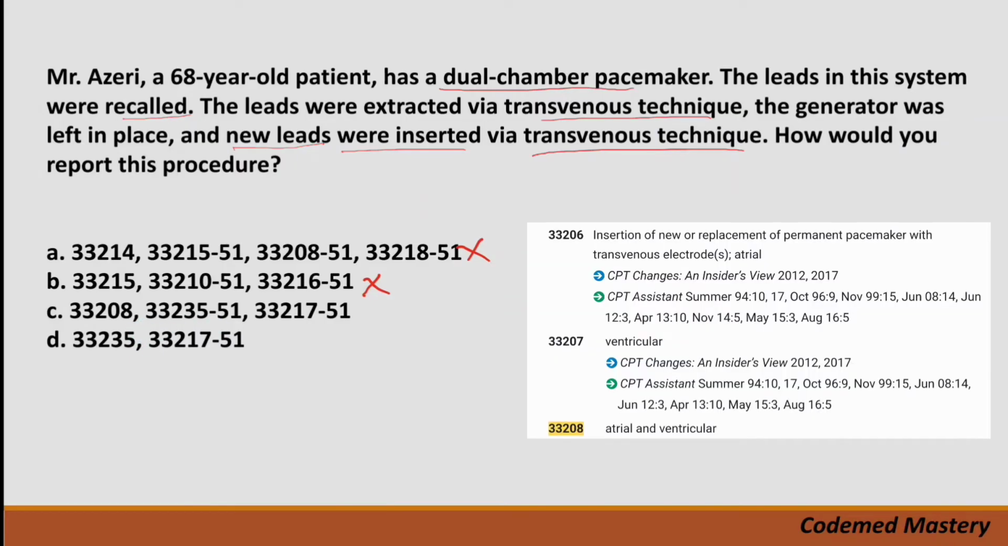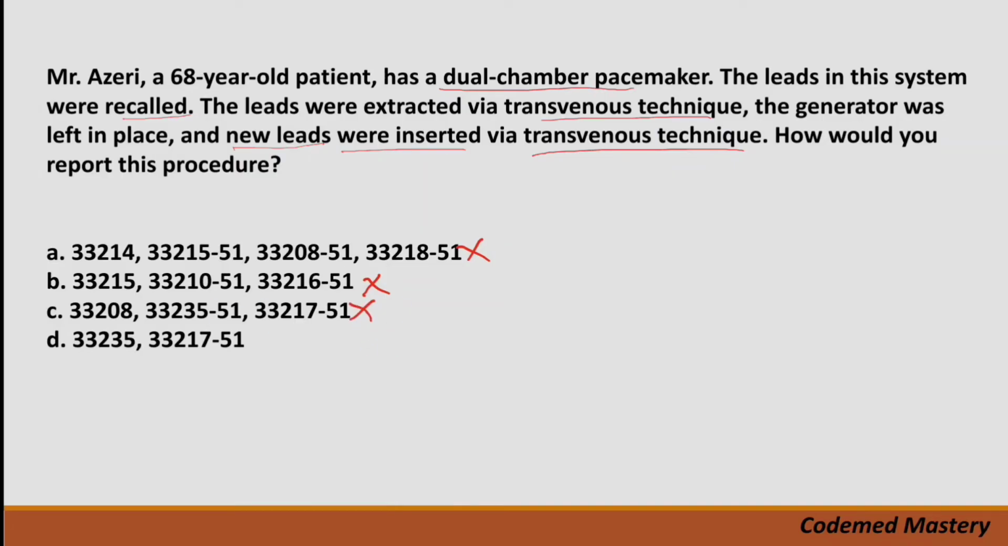33208 is for insertion of new or replacement of permanent pacemaker with transvenous electrode, atrial and ventricular. The 33208 code mentions insertion of new or replacement of permanent pacemaker. But in our question, only the leads were extracted, the generator was left in place and new leads were inserted via transvenous technique. So we cannot code for insertion of new or replacement of permanent pacemaker, right? So we'll eliminate option C. We are left with option D, which will be our right answer.